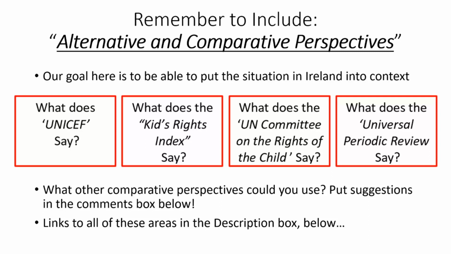So if we want to put Ireland into context, Ireland does certain things and has some strengths and some weaknesses, but how do we understand that in a global perspective, for example? We might ask ourselves, what does UNICEF say about Ireland's performance or about global performance in human rights? What does the Kids' Rights Index say?